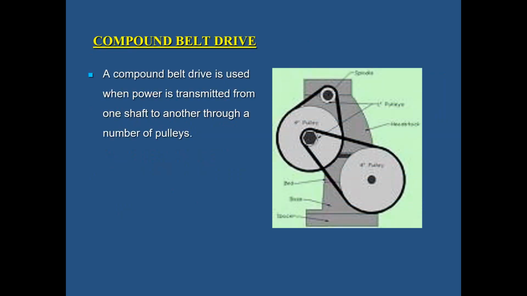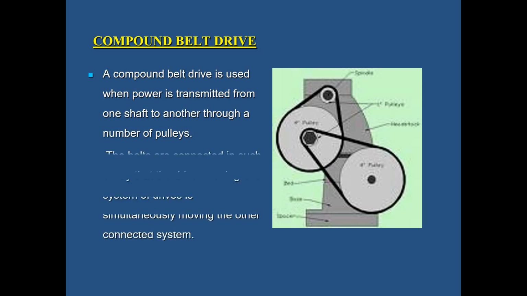Finally, we will go for the compound drive. A compound belt drive is used when power is transmitted from one shaft to another through a number of pulleys. From the image itself, we can see that we have two pulleys and two idler pulleys. One will be the main power and driving pulley, and another will be the driven pulley. The idler pulleys in the center connect them, and power is transferred from one shaft to the other.